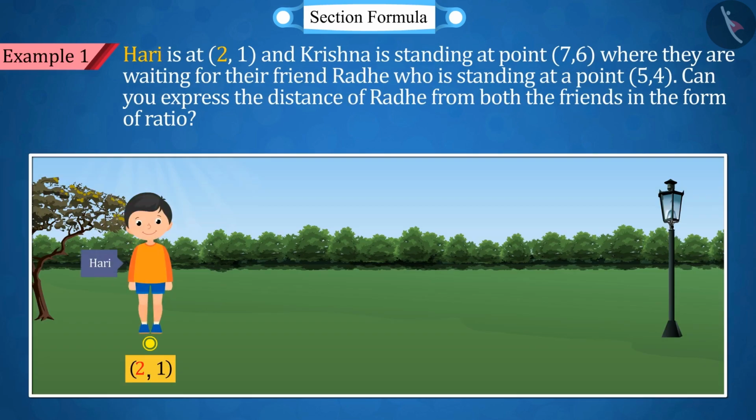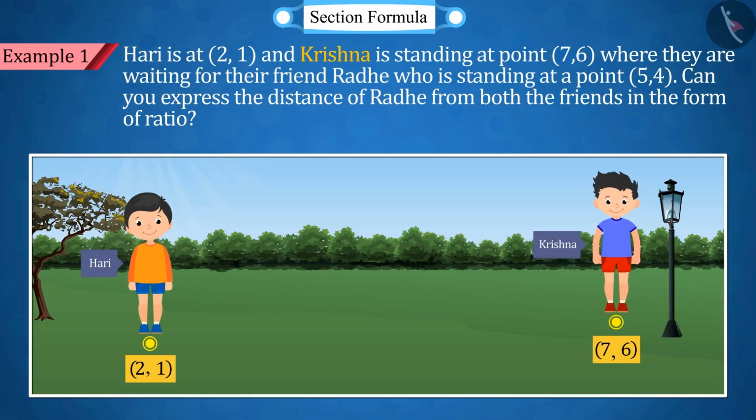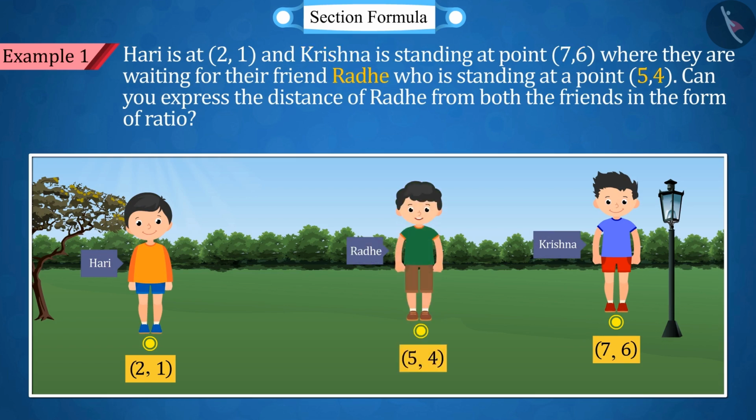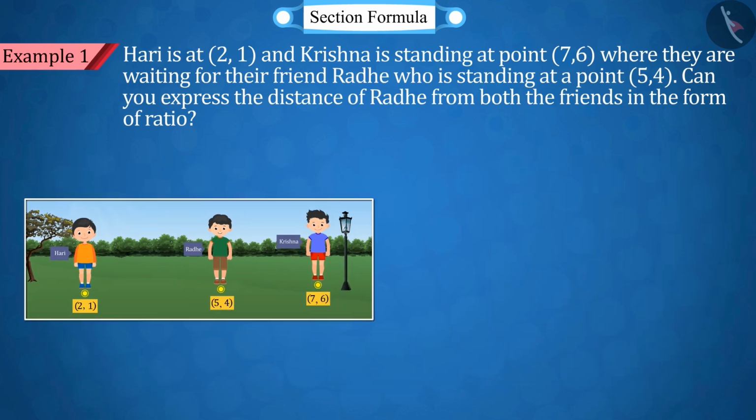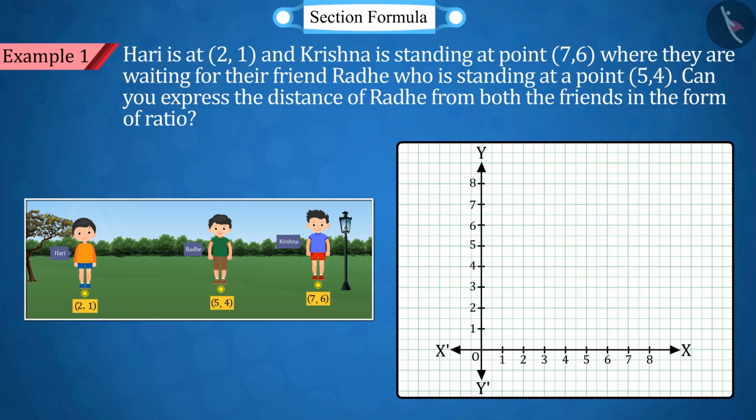Hari is on point 2, 1 and Krishna is standing on point 7, 6, where they are waiting for their friend Radhe, but Radhe is standing on point 5, 4. Can you express the distance of Radhe from both the friends in the form of a ratio? Let's see it in the graph and set the coordinates.